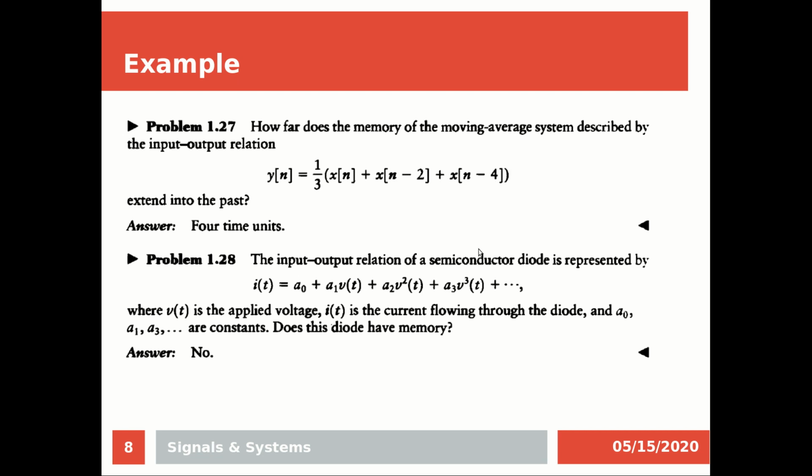Another example, the input output relation of a semiconductor diode. It says that I of t equals A0, A1, V of t, VT, whatever it is. However, what you see here is an equation, yes. But I have here V of t everywhere. So all of them are in the present, so I don't have any t minus 1, t minus 2, so all of them are in the present. Then I say that this system is memoryless.